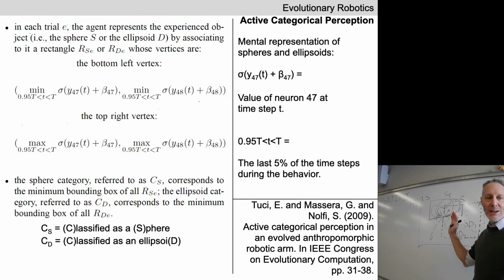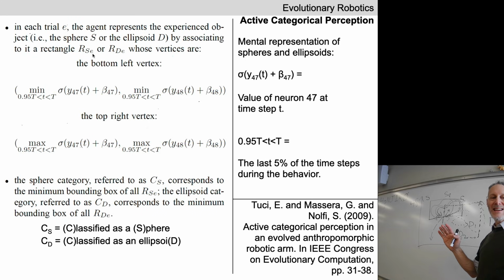Let's have a look at the actual math. So they're going to define a little bit of notation first. We're going to define each trial E. So remember there are 16 trials for each CTRNN. The agent is going to represent the experienced object, the one underneath, either sphere S or ellipsoid D, by associating it to a rectangle R sub E. So R sub S sub E. I'm not a fan of this notation, but we're stuck with it.